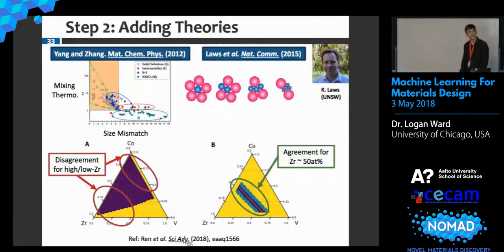The next thing we did was incorporate more theories from the metallic glass community into these models. Specifically, we chose a theory based on atomic size mismatches and mixing thermochemistry from Yang and Zhang in 2012, and an atomic packing model from one of our collaborators at the University of New South Wales. And these two theories have a bit of a disagreement. The thermochemistry-based model predicts glass formation in the high zirconium and low zirconium region, whereas the cluster packing model only predicts it in the central region.